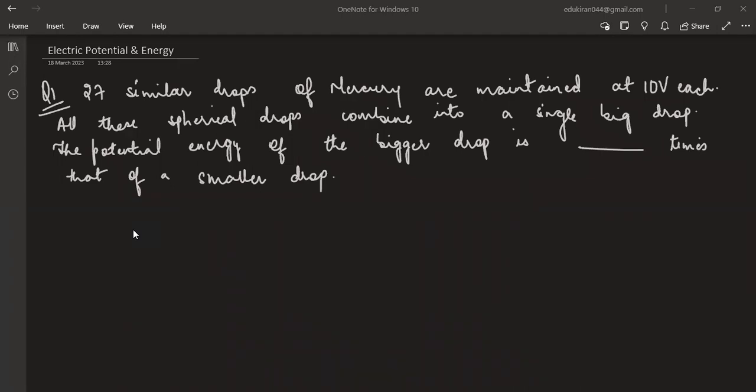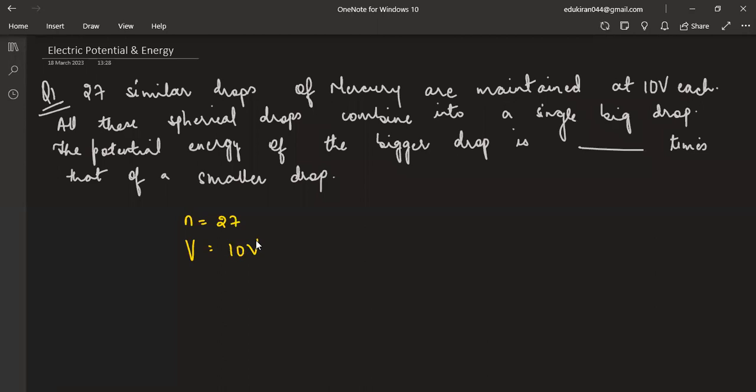It says that 27 similar drops of mercury are maintained at 10 volt each. All these spherical drops combine into a single big drop. The potential energy of the bigger drop is dash times that of the smaller. Whenever these questions are given in terms of times, it mainly means that you have to take out the ratio. The number of droplets given is 27, and the potential given is 10 volt.